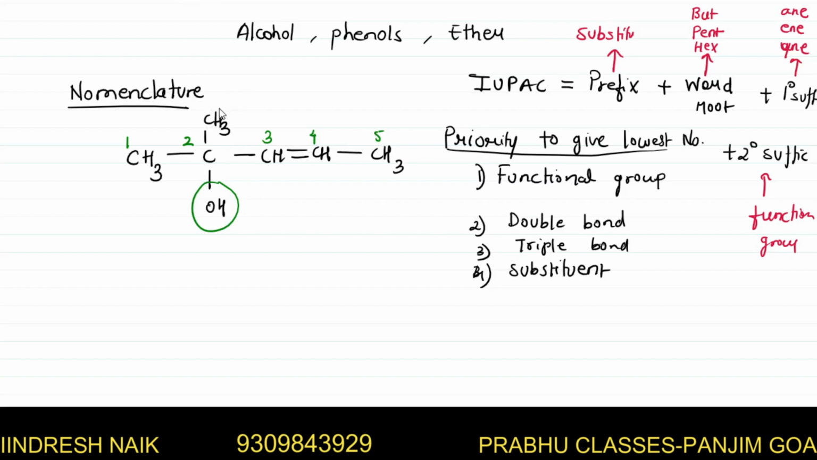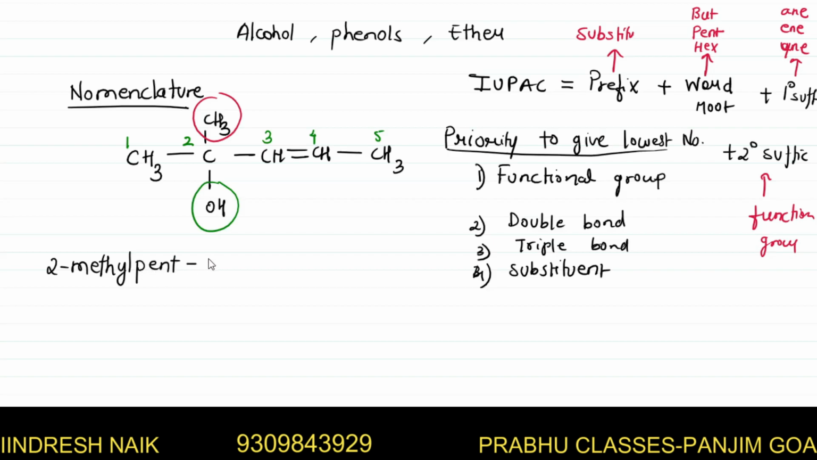So what does the prefix include? Prefix includes the substituents. So over here, what is the prefix? Prefix is a methyl. What position? It is 2 methyl. What is the word root? There are 5 carbons on the parent chain. So the word root is pent.